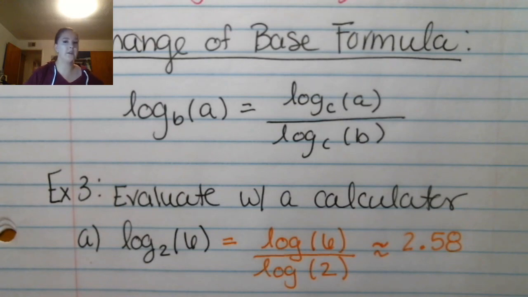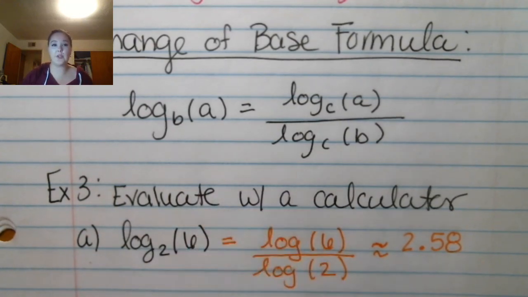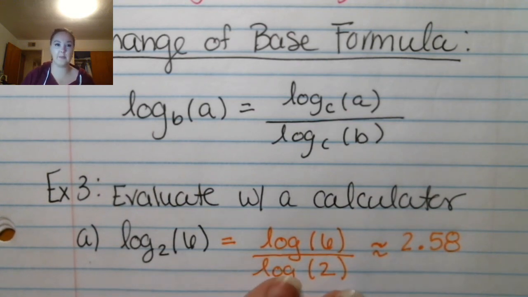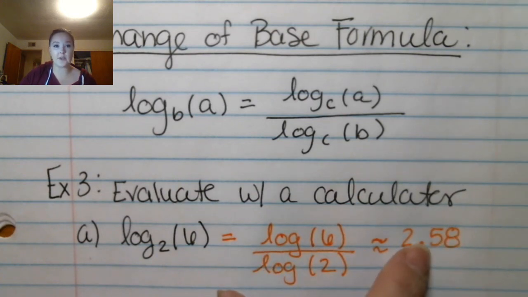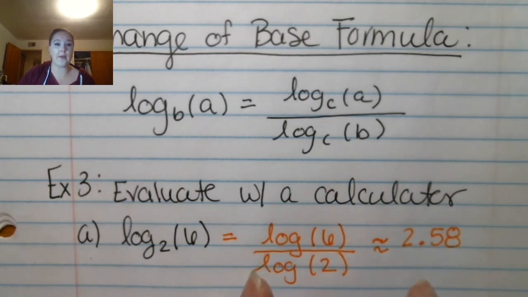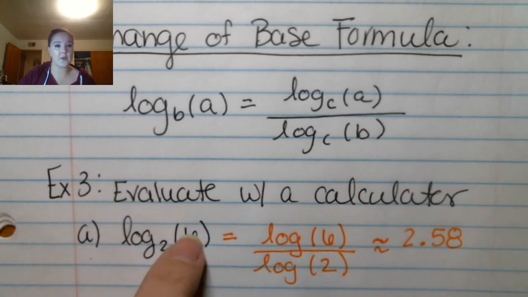This is really what people use the change of base formula for. There are a couple of other applications, but this is the main application, being able to get an approximate answer from a calculator rather than your exact answer, which may have a different base that you can't evaluate with your calculator.